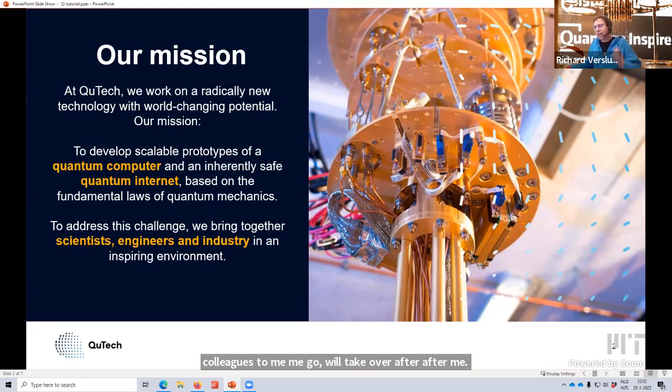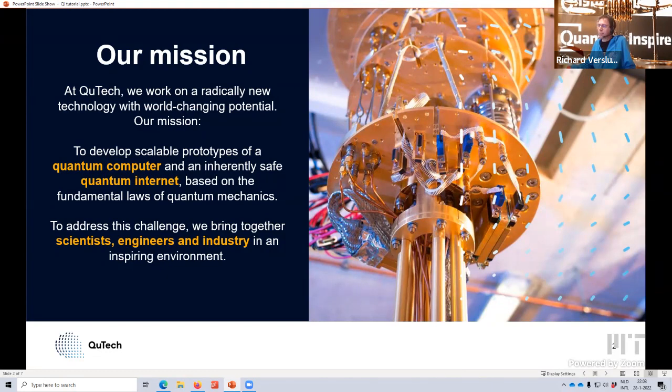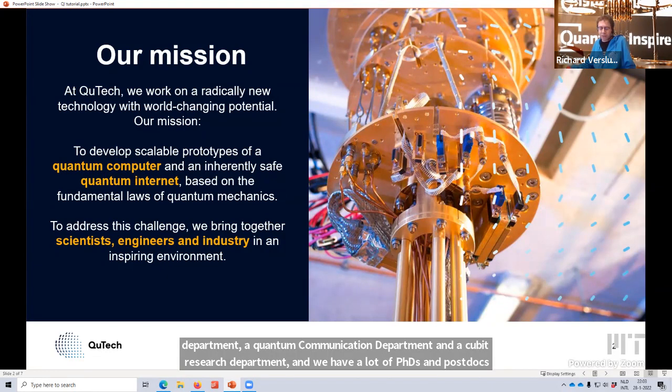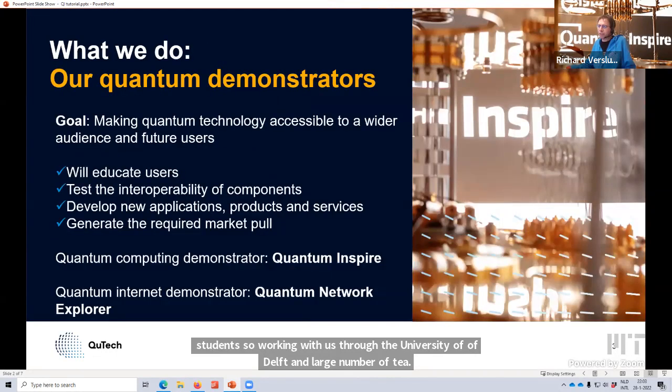Like Shantanu already said, our mission is to develop scalable prototypes of a quantum computer and a very safe quantum internet based on, of course, quantum mechanics. Our institute QuTech consists of 3 departments: a quantum computing department, a quantum communication department, and a qubit research department. We have a lot of PhDs and postdoc students working with us through the University of Delft, and a large number of TNO engineers who together try to make this mission possible.